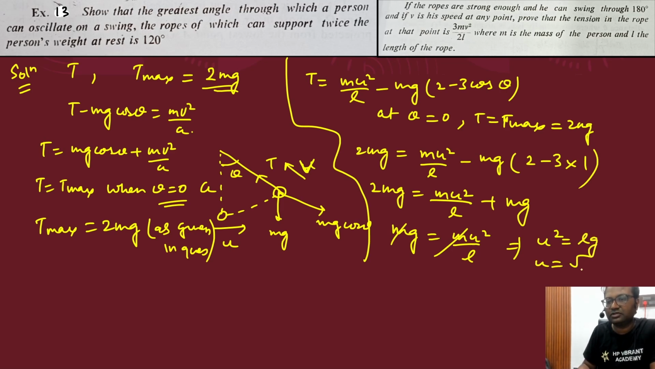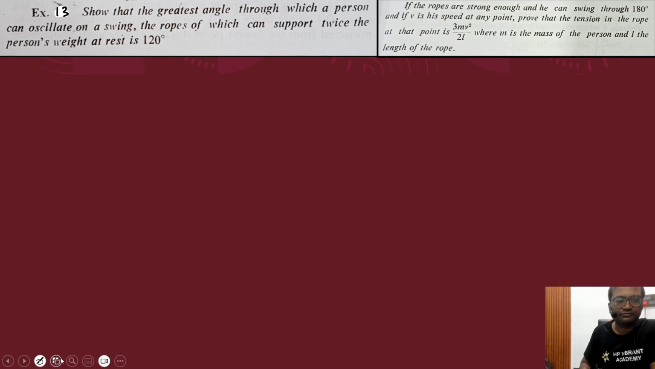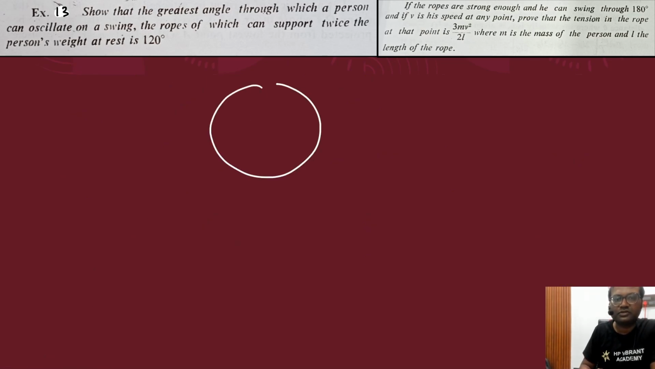u is equal to root under Lg. Okay, so the initial velocity is root under Lg. So the initial velocity will be v is equal to root under Lg. Okay. So let us consider this angle as theta 1 when the velocity becomes 0. So this is the highest point of the oscillation.